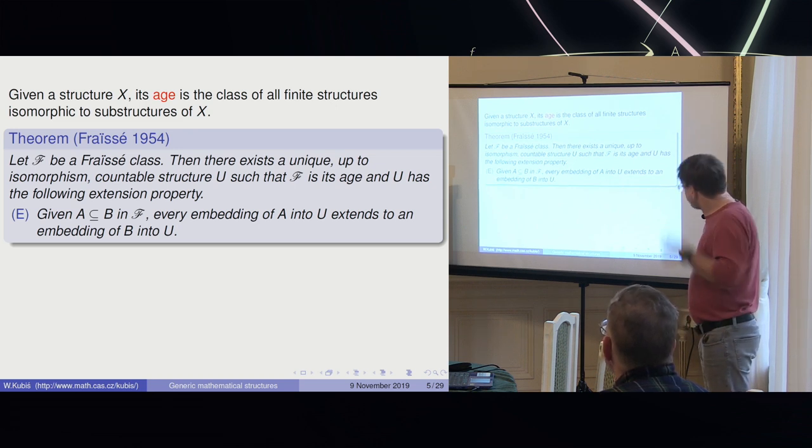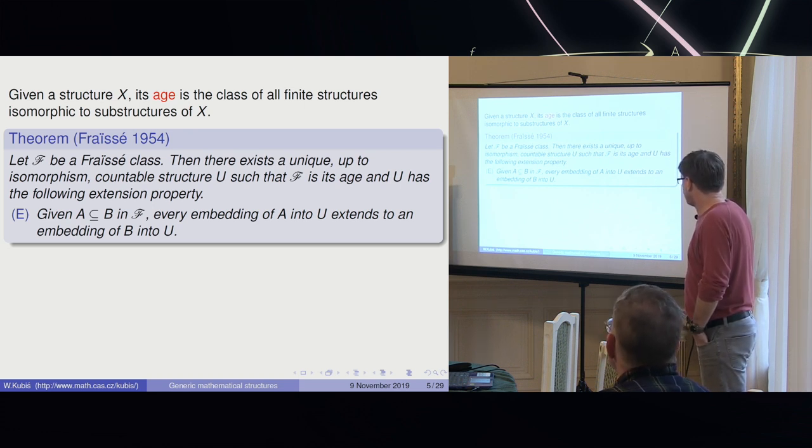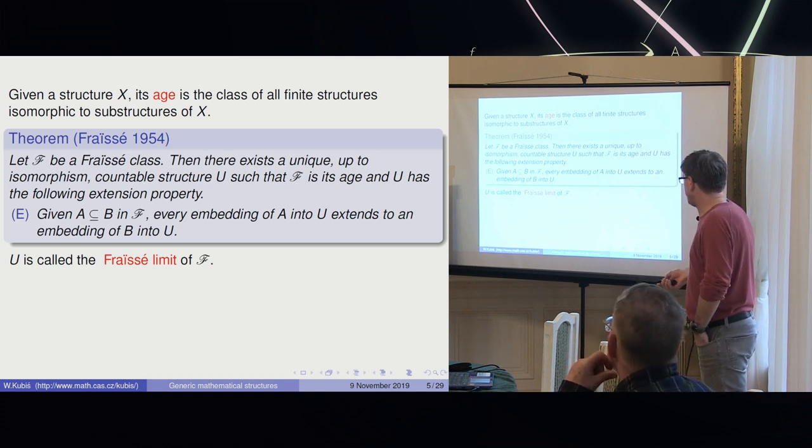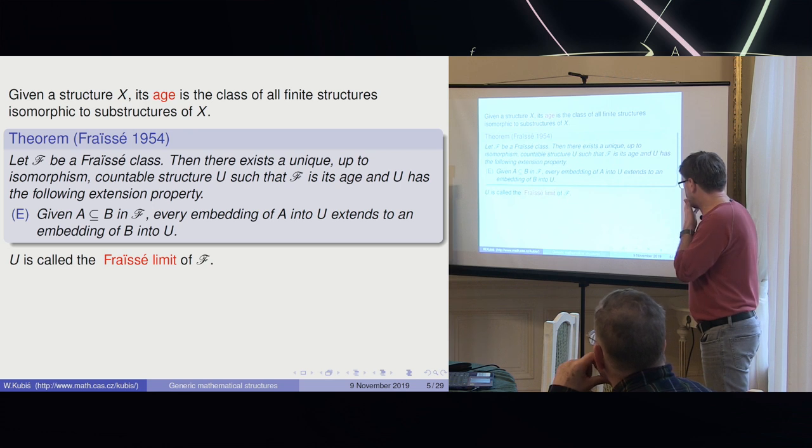So from this extension property, using a back and forth argument, you prove this ultra-homogeneity. And ultra-homogeneity plus this property gives the extension property. It's an easy exercise, but I'm not going into the details because of time. So this U is called the Fraïssé limit of F.